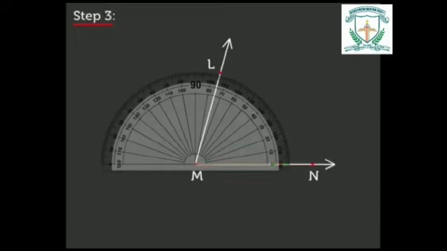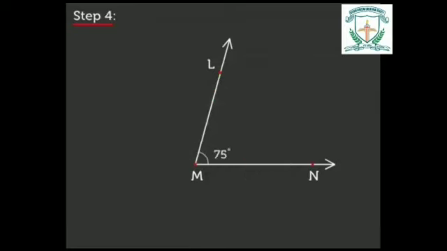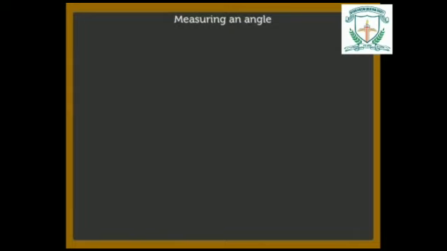Step 3. Read the degree measure that coincides with the ray ML. The ray ML coincides with 75 degree. Step 4. Write the measure of angle which is equal to 75 degrees.